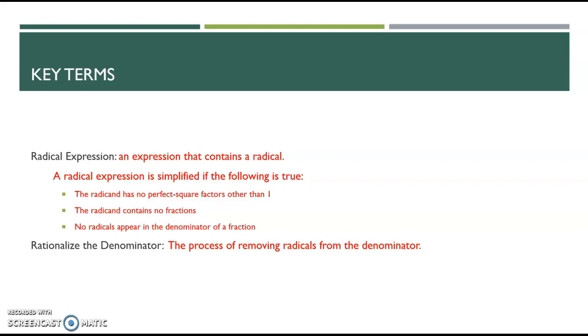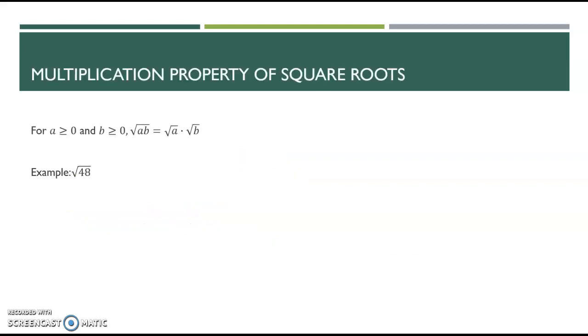This first video, we're going to focus on just simplifying the radicals and not so much worry about rationalizing the denominator yet. That's for a video down the road. So first video here, we're going to talk about the multiplication property of square roots. This multiplication property of square roots just states that the square root of a times b inside my radical would be the same as saying the square root of a times the square root of b.